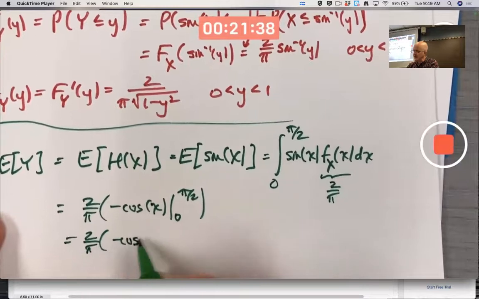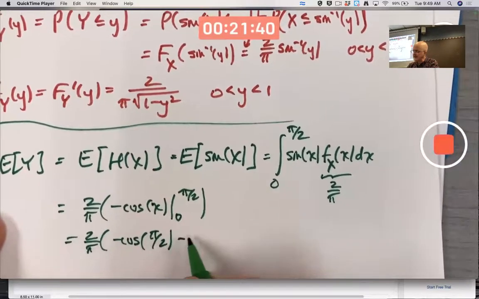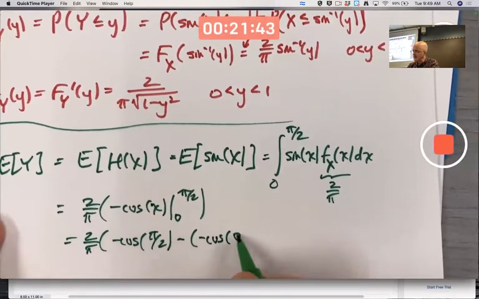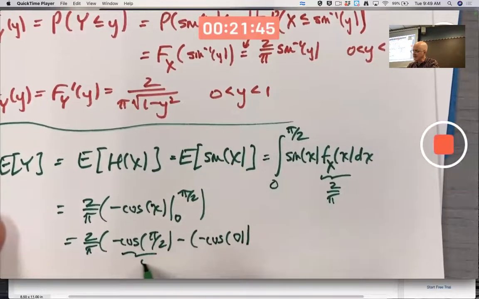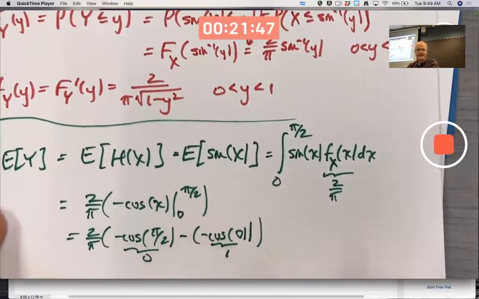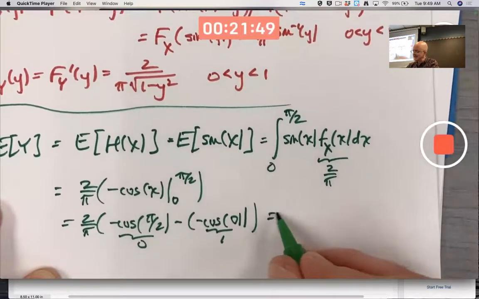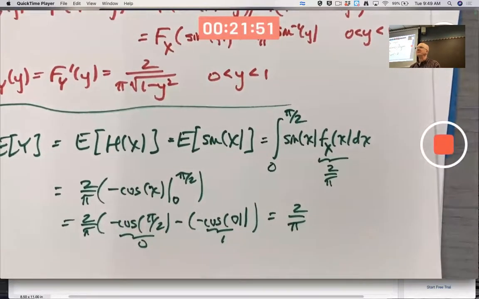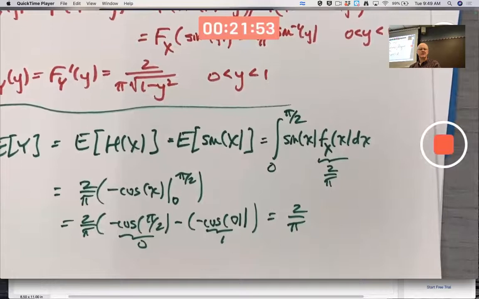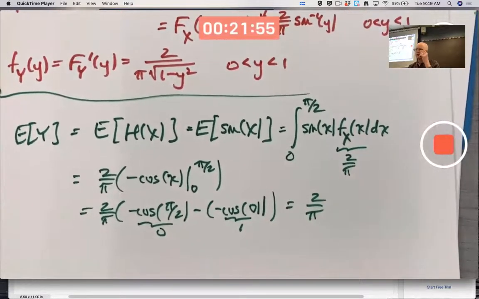So you get negative cosine of pi over 2 minus negative cosine of 0. Cosine of pi over 2 is 0. Cosine of 0 is 1. Two minuses make a plus. 2 over pi is the answer. So that one's fairly easy to do, but you got to know what to do.